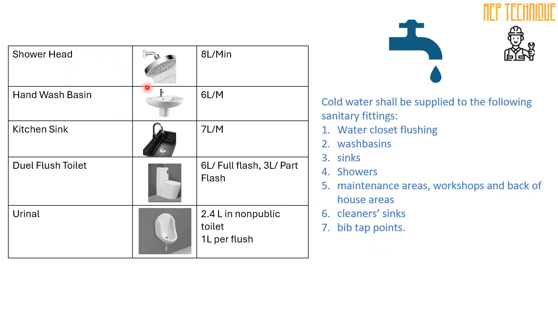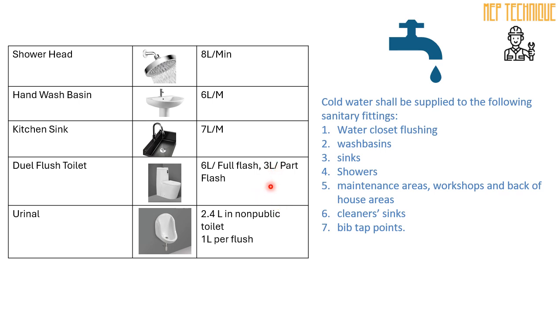In the shower head, the water consumption should be 8 liters per minute. For hand wash basin, 6 liters per minute. Kitchen sink, 7 liters per minute. Dual flush toilets, it will be 6 liters for full flush, because in a dual flush toilet there are two types of flush. One is single full flush, another one is part flush.